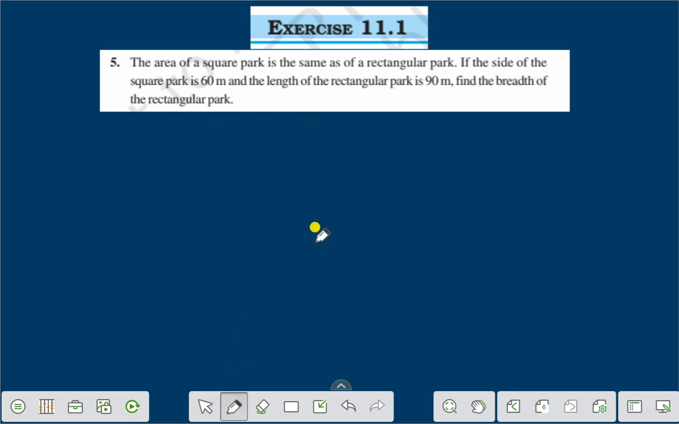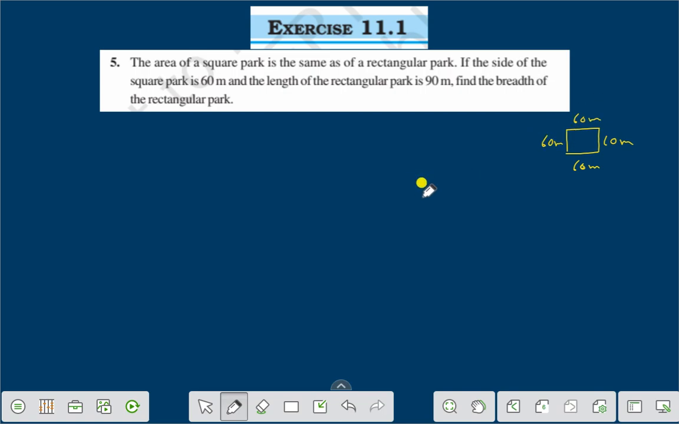Let us find. It is given that there is a square park, and the side of the square park is 60 meter. That means this is 60 meter, this is also 60 meter, this is also 60 meter, and this is also 60 meter.